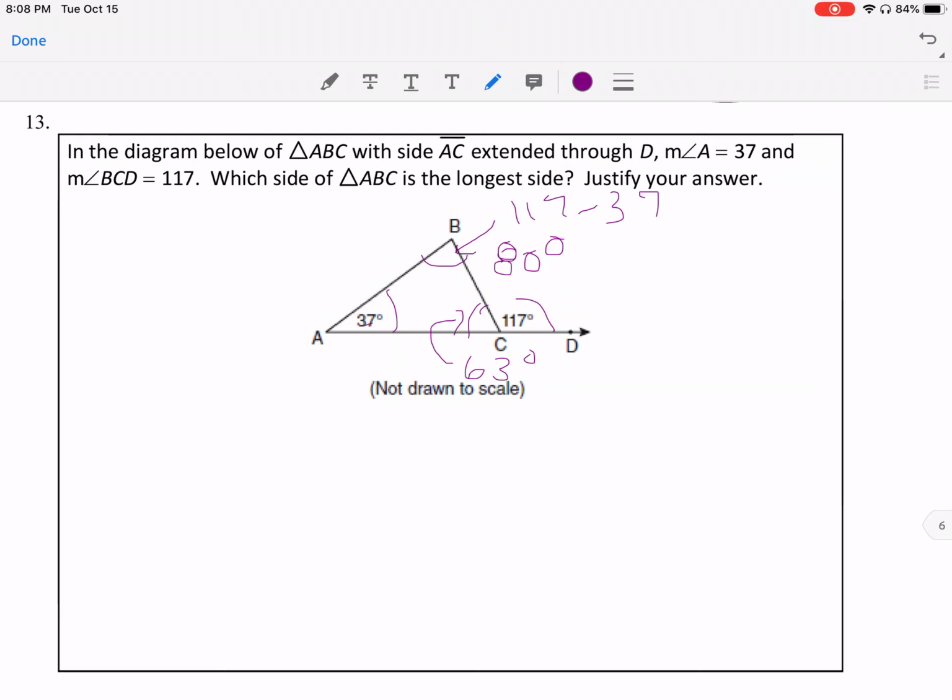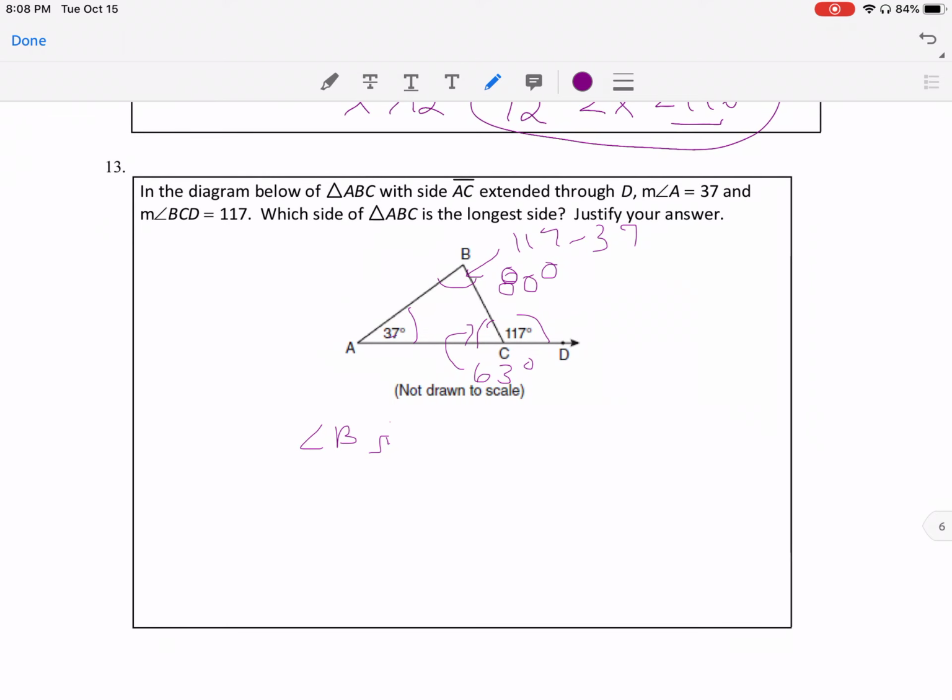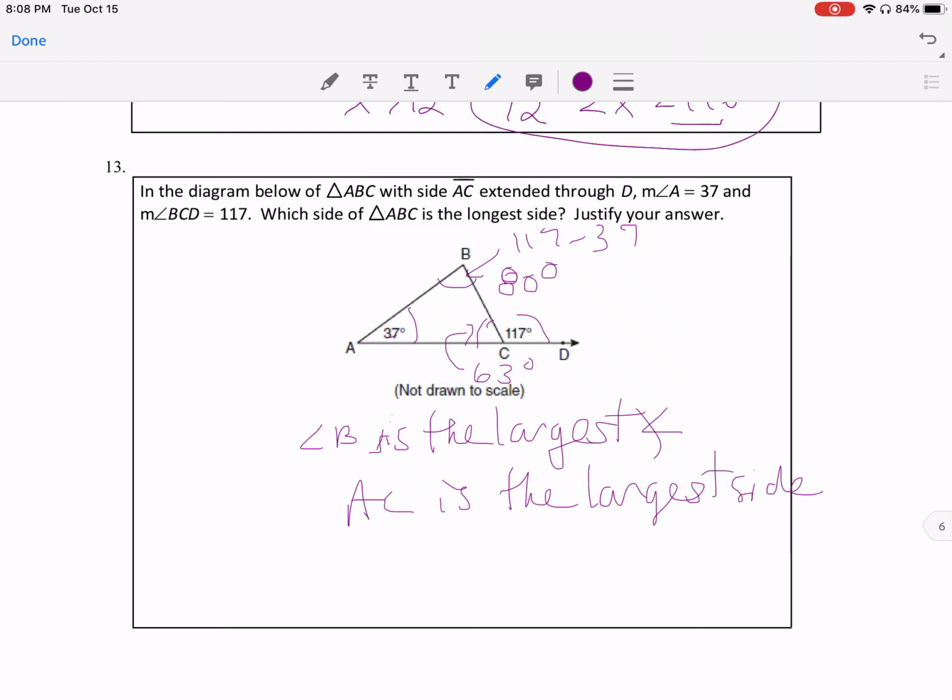Which side would have to be the longest? Well, it's going to be the side opposite the largest angle. Since angle B is the largest angle, then AC is the largest side, okay? And we know that by the triangle inequality theorem.